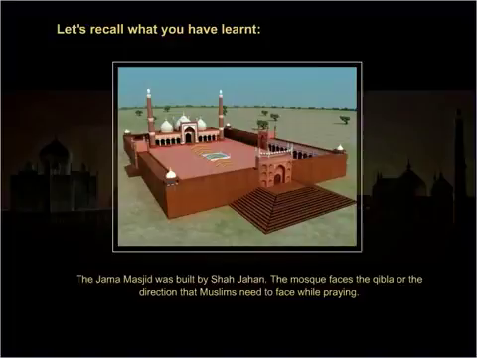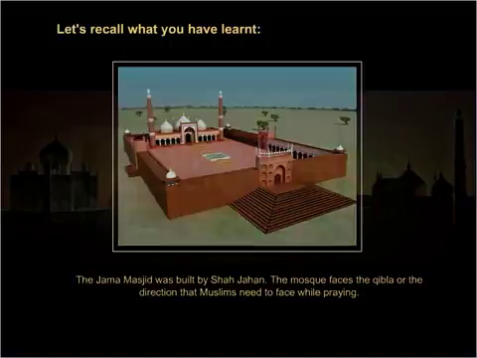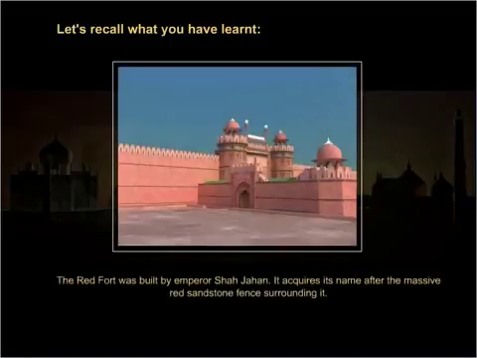The Jama Masjid was built by Shah Jahan. The mosque faces the Qibla, or the direction that Muslims need to face while praying. The Red Fort was built by Emperor Shah Jahan. It acquires its name after the massive red sandstone fence surrounding it.